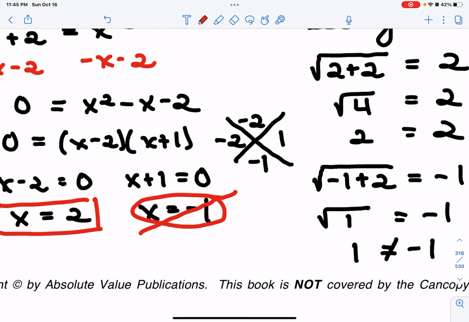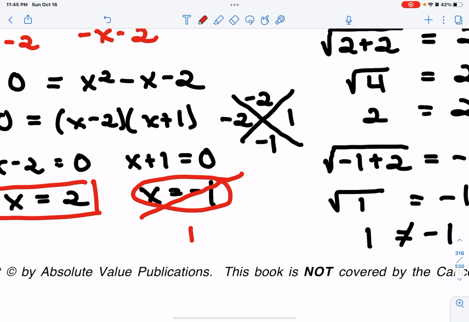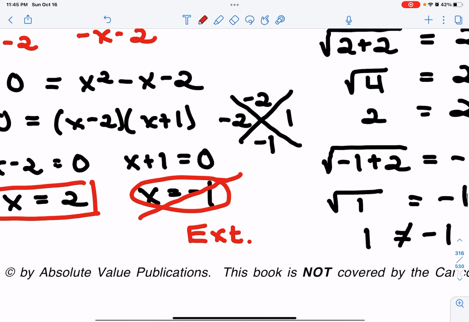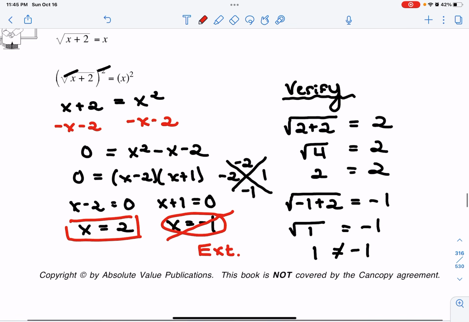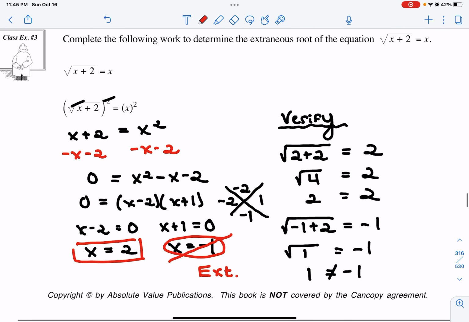Therefore, we verified that this is an extraneous solution. So what you need to do now with these is say, this is an extraneous solution, cross it out, and write ext with it. Cross it out, write ext, and make sure to algebraically show that you verified these are true, like I did off to the right here. So we get one possible solution, or one possible root of the equation.